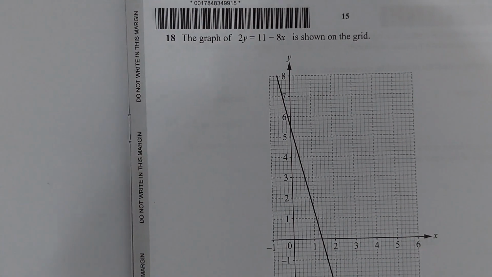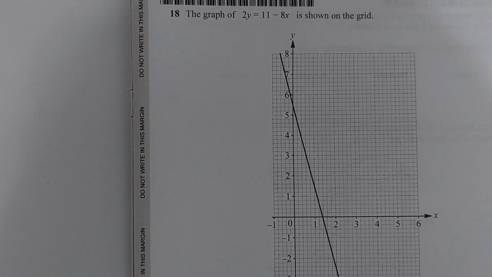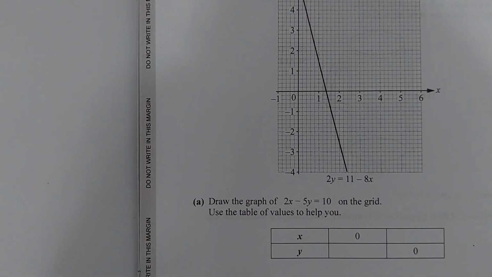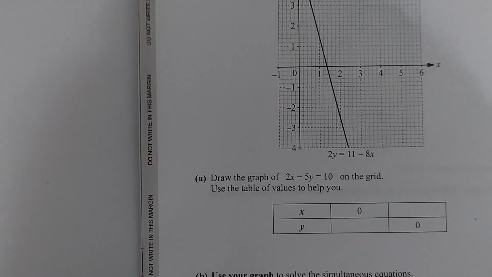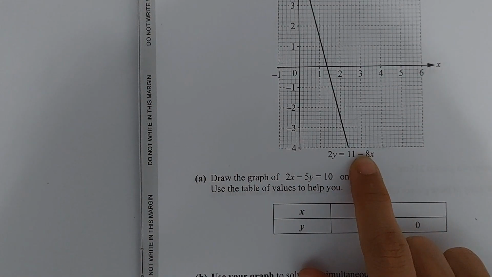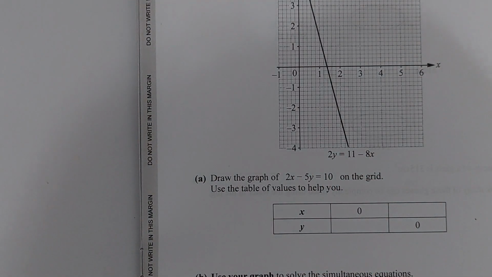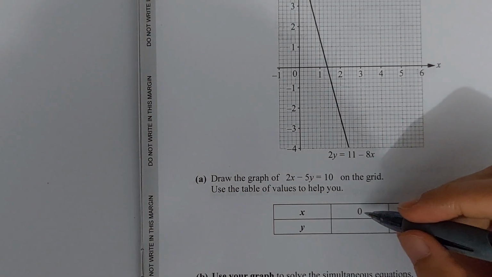And then after that, we go to question number 18. The graph of 2y is equal to 11 minus 8x is shown on the grid. So this one is 2y equal to 11 minus 8x. Okay, that's like the question. Then we go to the next one. Draw the graph of 2x minus 5y equal to 10 on the grid. This one is a different one. So we need to draw another graph. Use the table of values to help you.